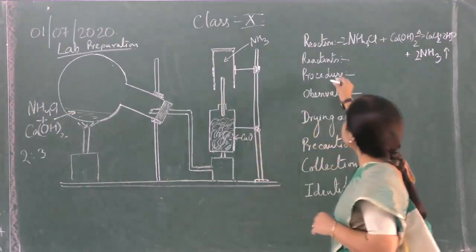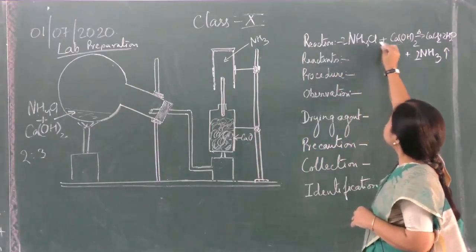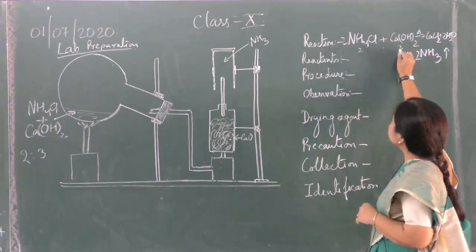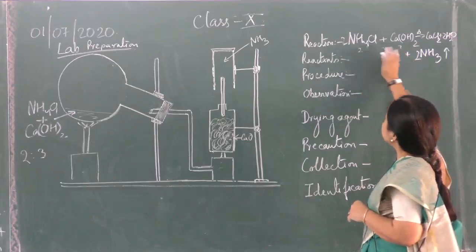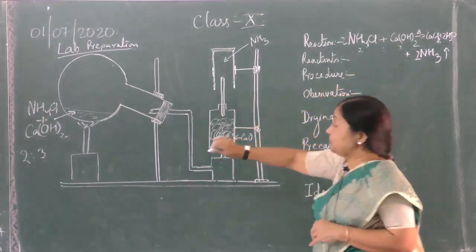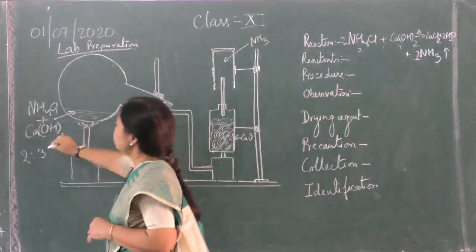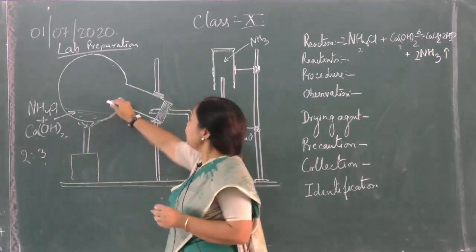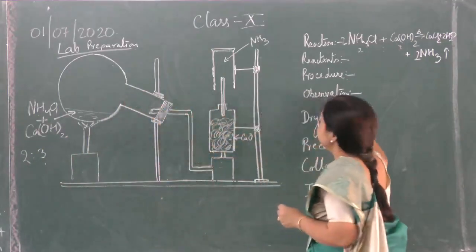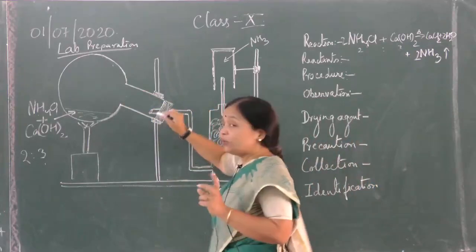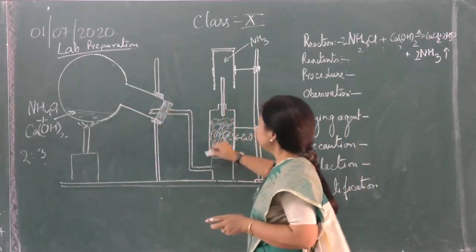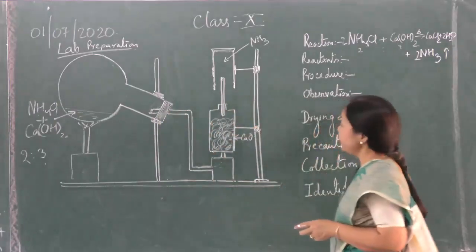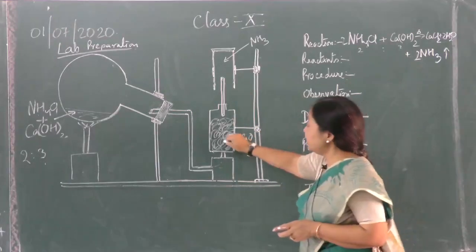Now let's see this. Reactants. What are the reactants? NH4Cl and Ca(OH)2. What is the ratio of the reactants? The ratio is 2:3. Procedure. I told you the procedure. Ammonium chloride and Ca(OH)2 in this proportion are ground and mixed thoroughly, and heated gently. And then the gases. What do we observe? Ammonia and H2O, the two gaseous products, pass through this delivery tube and enter the drying chamber.